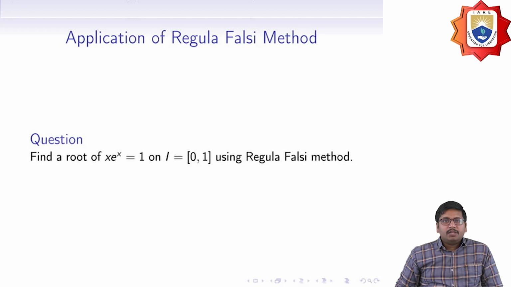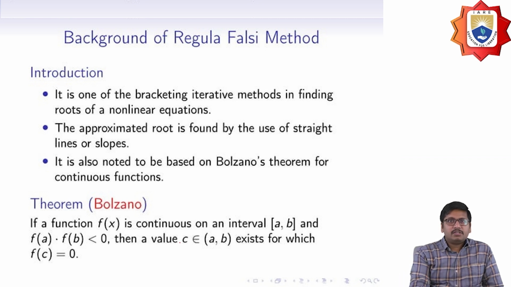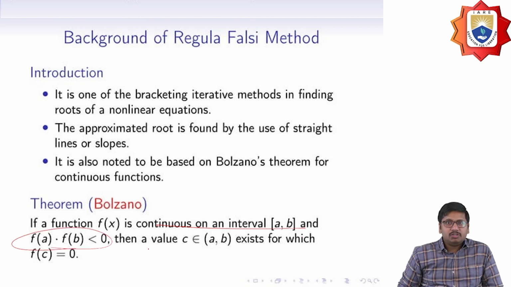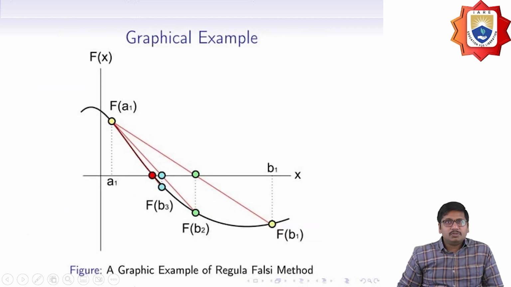The application is finding the root of x cubed minus 4x minus 1, where the interval is given. The Regula Falsi method is one of the iterative methods for finding the roots of nonlinear functions, and it is based on Bolzano's theorem for continuous functions. Bolzano's theorem says that if the function f of x is continuous on the interval a comma b, and f of a times f of b is less than 0, then there is a value between them for which f of x equals 0.